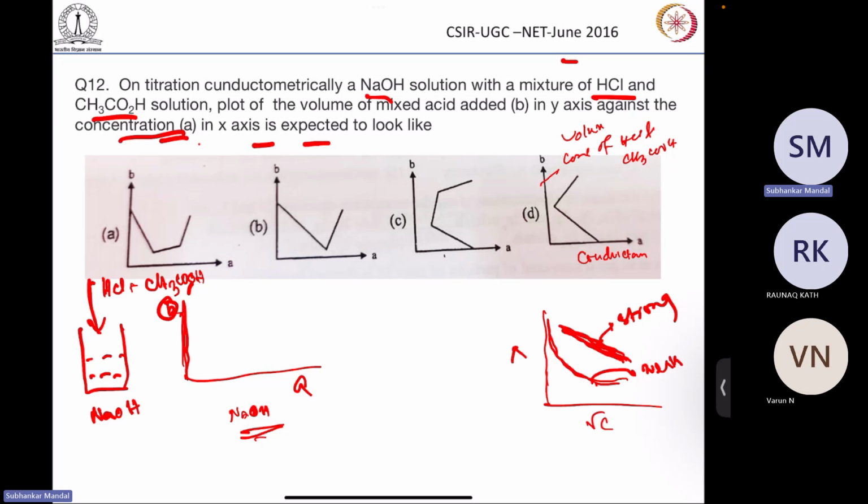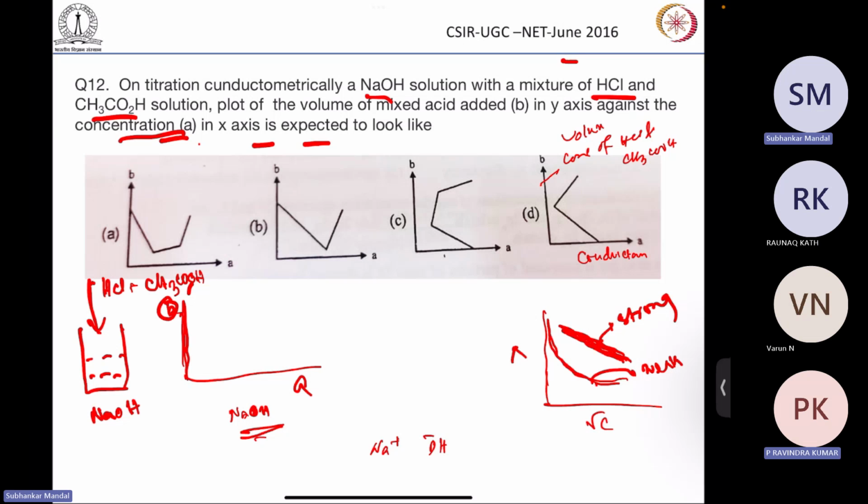Okay, and when you dilute the solution, what will happen? Na+ and OH- will go far away from each other, so there will be no Na+ and OH- interaction, and they can move fast in the solution. For this reason, the conductivity increases with dilution.